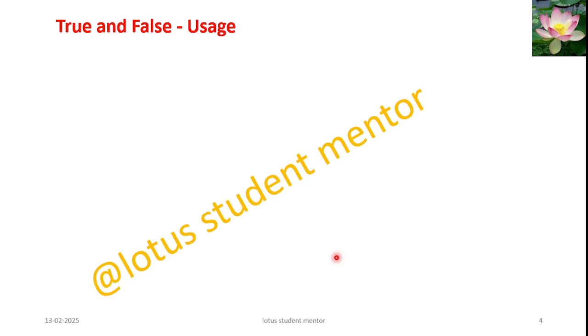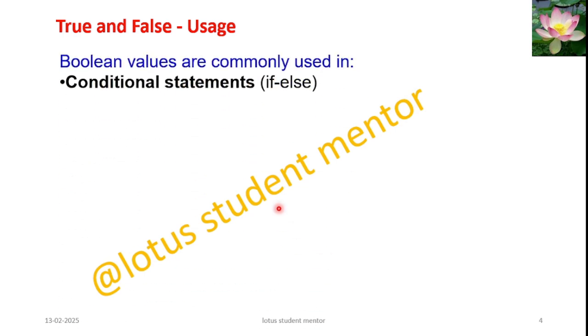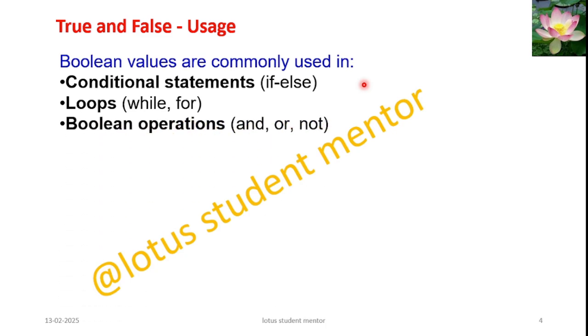Next, how to use True and False. Boolean values are commonly used in three things. Number one is conditional statements, which are if, elif and else. They are also used in loops such as while loop and for loop, and in Boolean operations. The Boolean operations are the AND operation, OR operation and NOT operation.